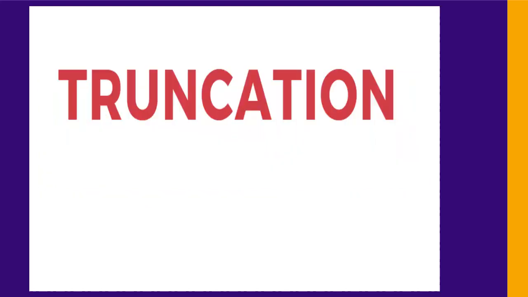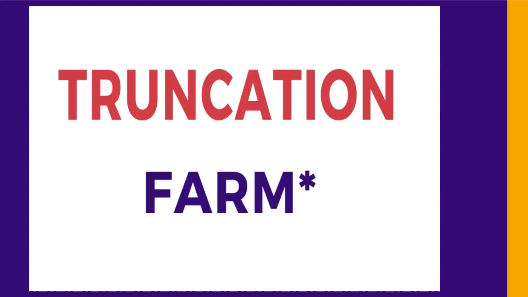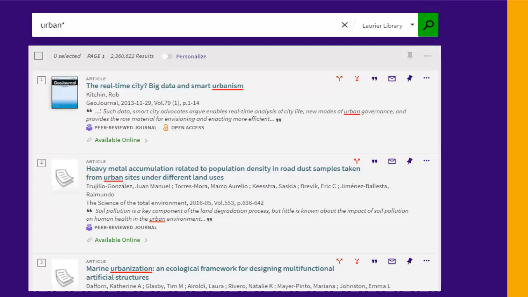That's truncation, a tool to make searching more efficient. Truncation is the use of a symbol to find variants of a word in your searches. Let's try this in Omni, the search tool on the library homepage.